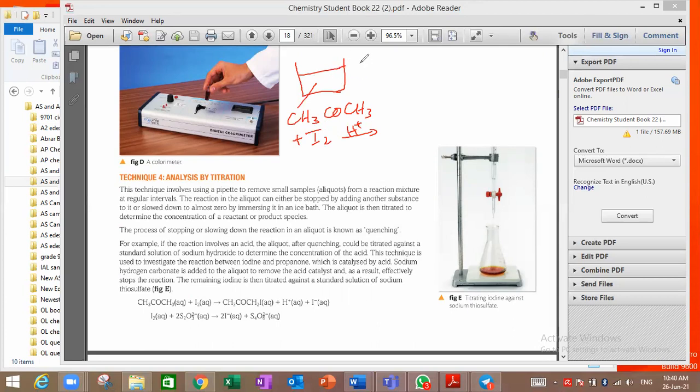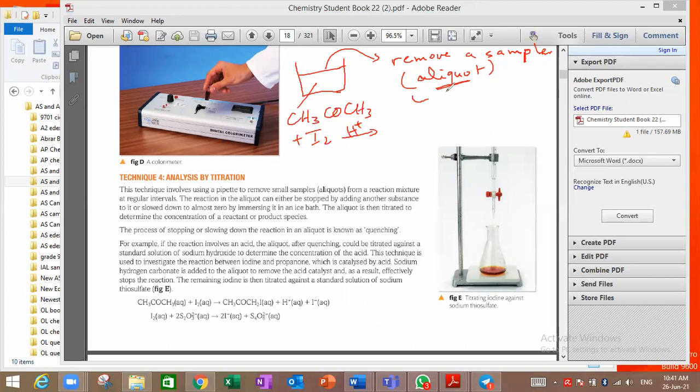And then every now and then, for example, every half minute or every 1 minute, we are going to remove a sample out of this reaction mixture. And we usually call this sample an aliquot. Of course, you have to know this name, aliquot, because sometimes they give it to us in the exam paper. So we have to know that we remove a sample which is called an aliquot every now and then, for example, every half minute of the reaction mixture.